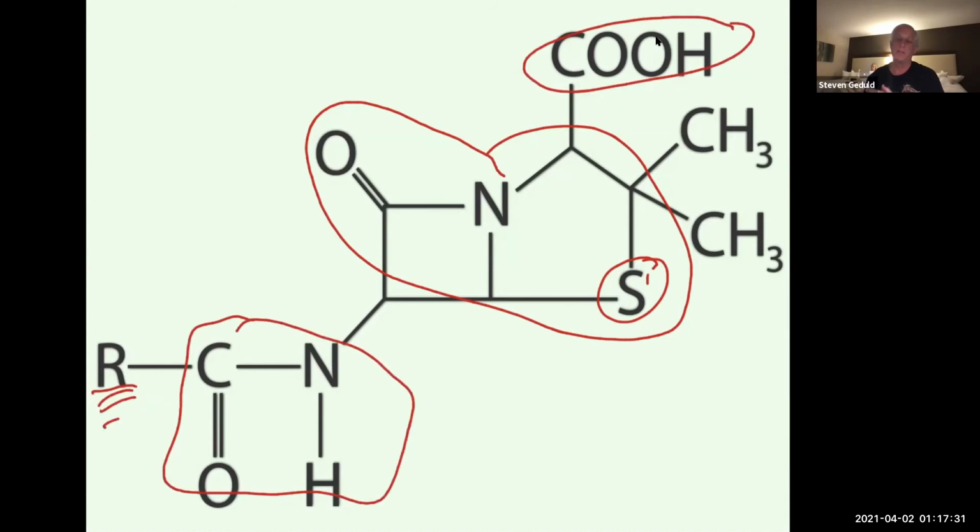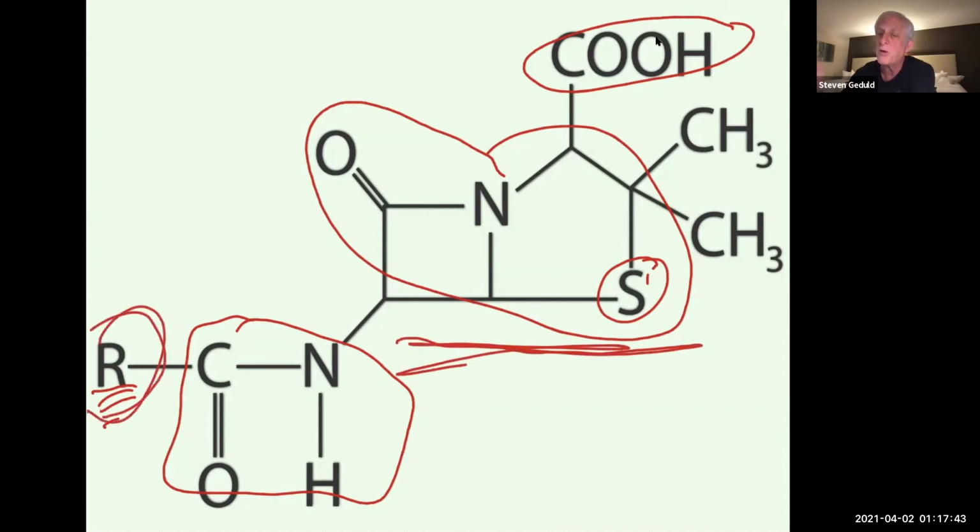That's the difference between ampicillin, amoxicillin, penicillin G, and penicillin VK. This is the active biological part of the molecule here, and that doesn't change. We're changing this functional group right here, this R group, to give it different properties which we want.